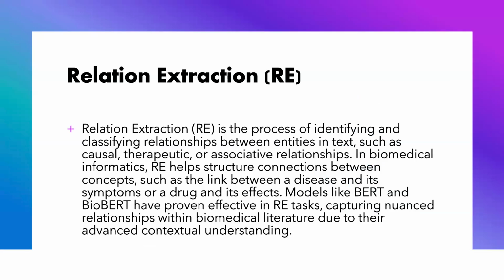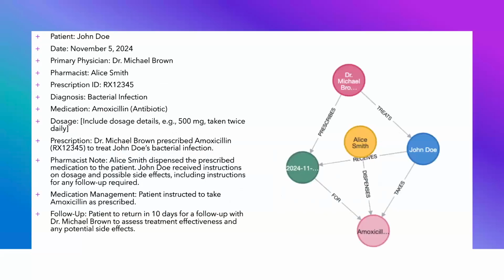Secondly, after talking about this method, we'll take a break. So there are 3 methods, and then we'll take a break. So relation extraction is the process of identifying and classifying relationships between entities in a text. So let me just take a diagram.